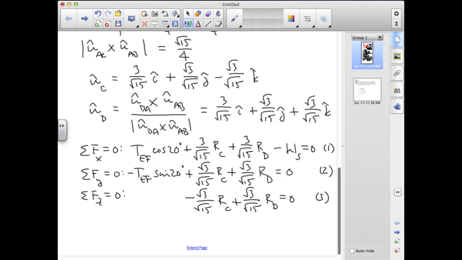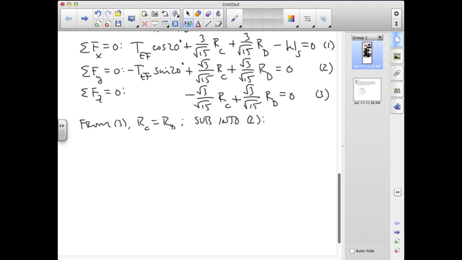The figure is given from a perspective view, but everything about that is going to be symmetric about the xy plane, and so it's not surprising that RC and RD would be the same values. We'll substitute those results into equation 2, from which we'll get RC is equal to RD is equal to TEF sine 20 times root 15 over 2 root 3.